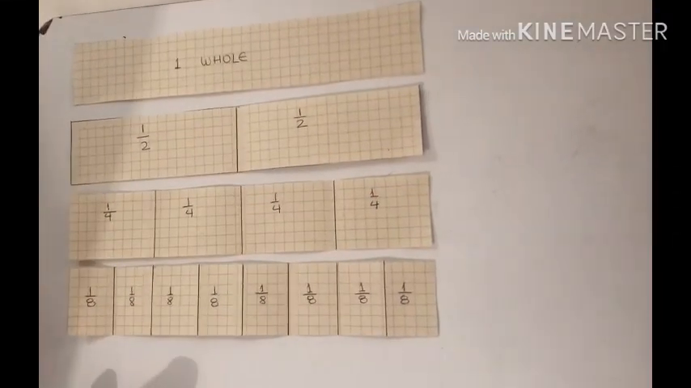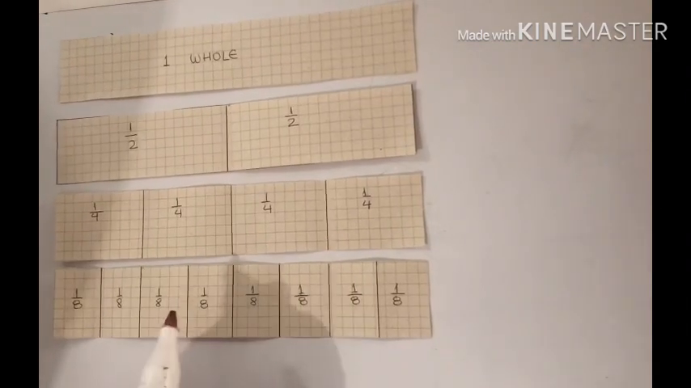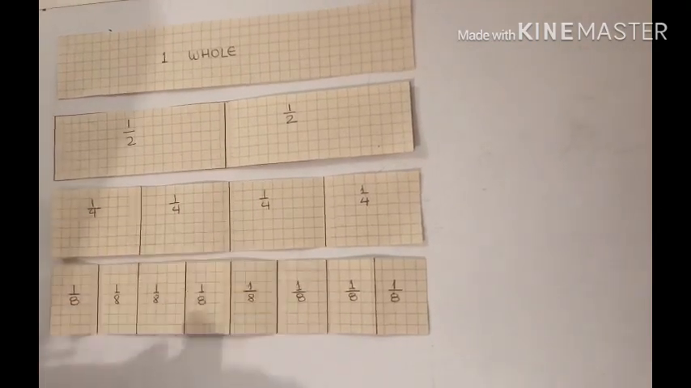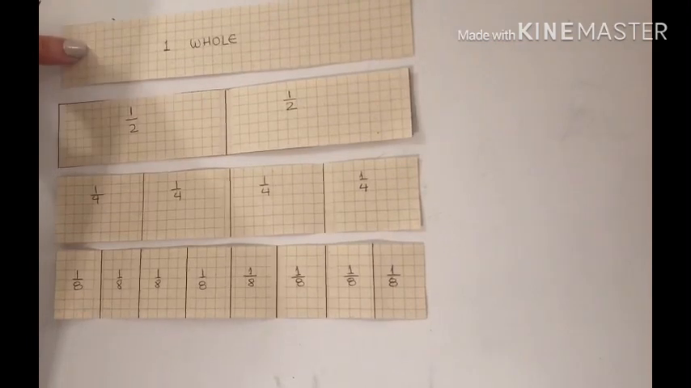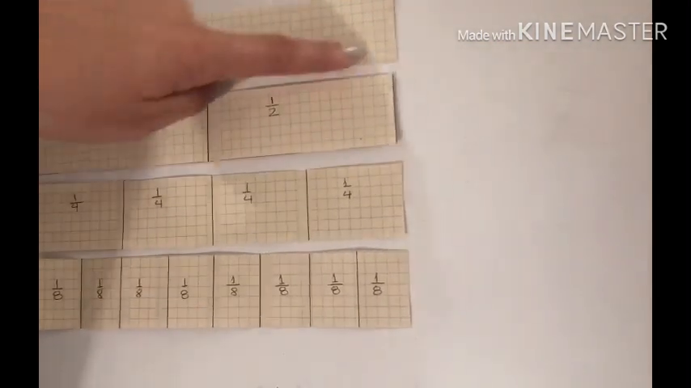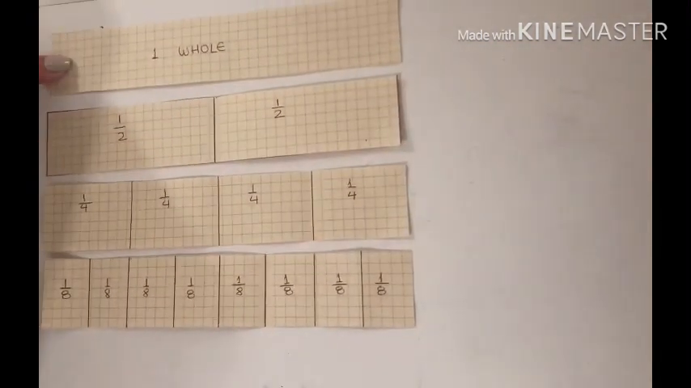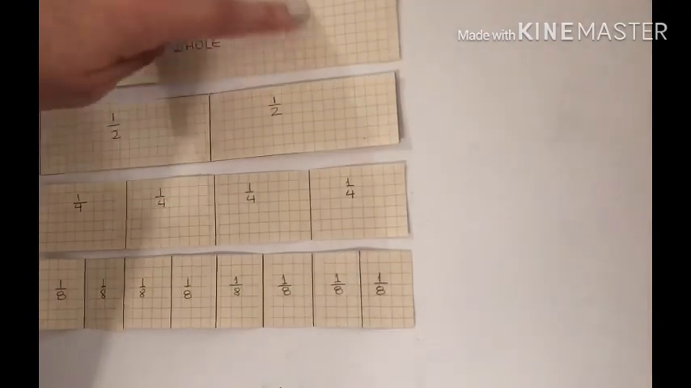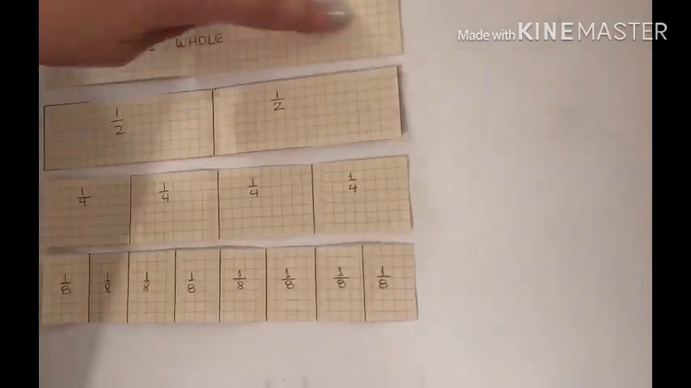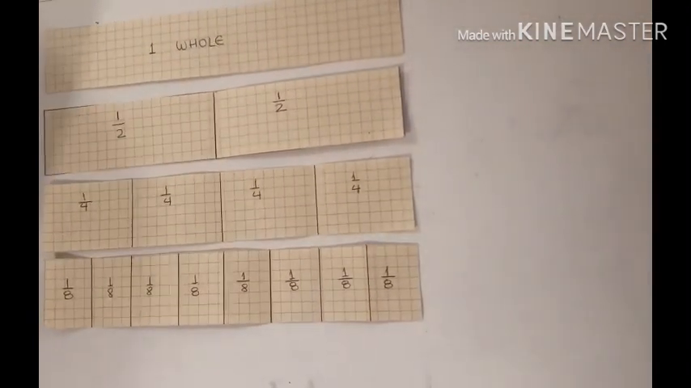Okay, now I want you to look at these strips that I have. I have one strip that represents 1 whole. How do I know it's 1 whole? Because it doesn't have any equal shares. It's complete. It hasn't been cut.